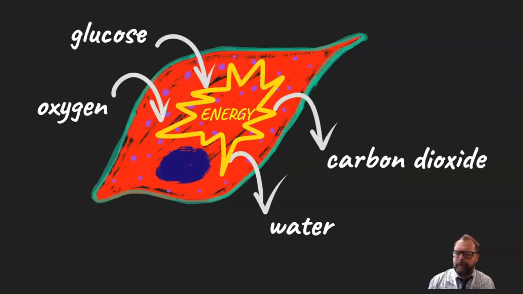Okay, so a good way of remembering the respiration equation is that it's the exact opposite of the photosynthesis equation. So the reactants here going into the cell, you've got glucose and oxygen. Glucose is the fuel, oxygen is required to release the energy from that fuel, and the products of respiration are carbon dioxide and water. The whole point of respiration is to release energy for the cell activities.